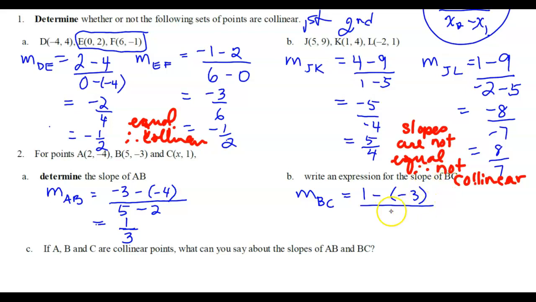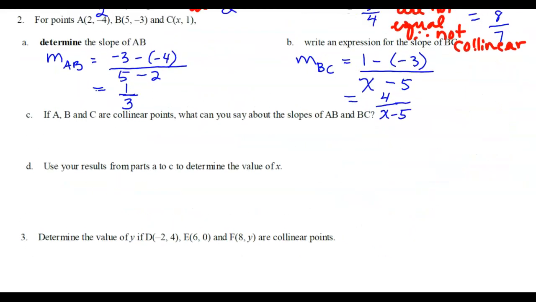Okay, so then in x's, C is x, and in the run, we're looking at the difference in the x values, so x minus 5. So we can't simplify the bottom, but 1 minus -3 is 4. And we leave the denominator the same. So that's an expression. It has x's in it. We don't actually know what the slope is.